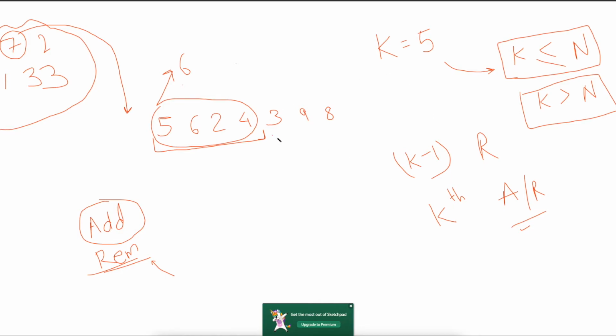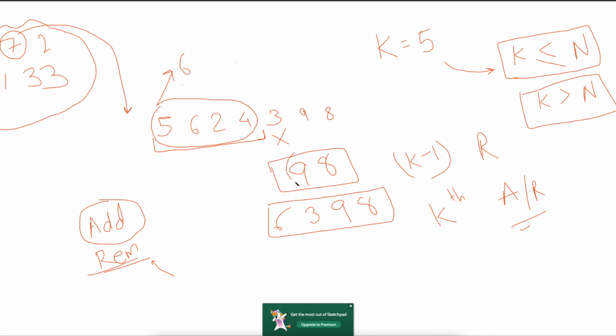So removing 3 will expose 9, and adding 6. If we remove 3, the array will be 9 and 8. This will be the final array. But if we add back 6, the final array will look like 6, 3, 9, 8. Now among these two, the larger is 9 in the front. So we will perform removal here.